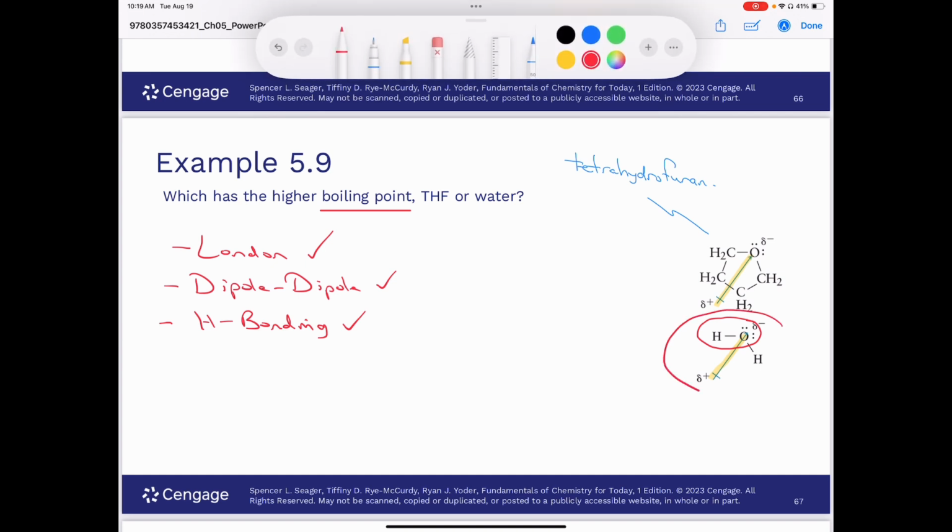Water is going to have a higher boiling point, right? Water boils at around 100 degrees Celsius, and THF has a boiling point that's lower than 80 degrees Celsius. By the way, THF, tetrahydrofuran, it's a very common solvent in organic chemistry. There's a lot of reactions in organic chemistry that cannot be done in water, and oftentimes tetrahydrofuran, THF, is a popular choice.